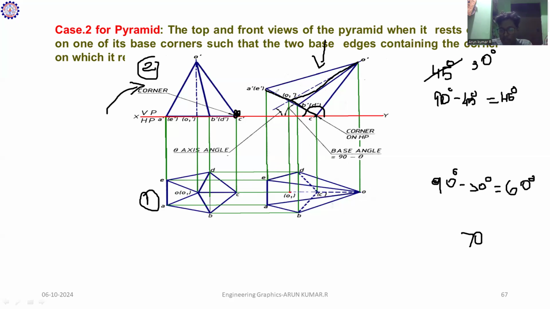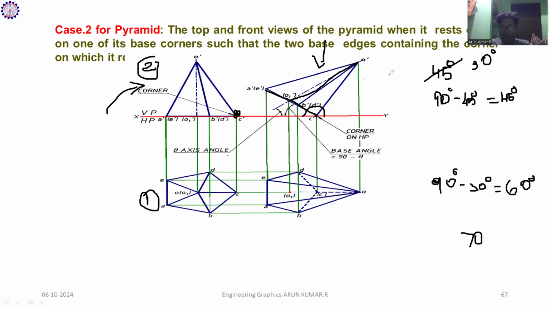So what is the next step I have to do? All the lines are joining with O dash. Similarly, I have to join with O dash. Only the C dash corner is not visible when I look at the top view of the solid. So only this line comes under the hidden line, and the remaining lines come under the plain object line.